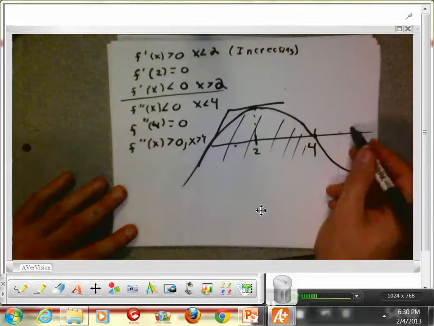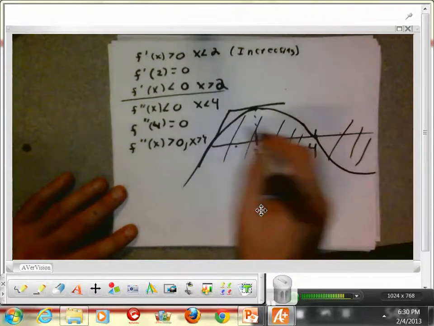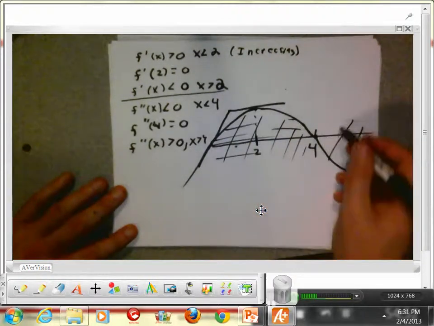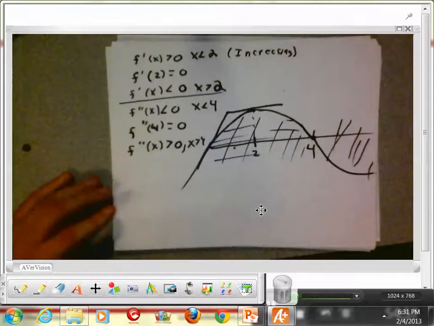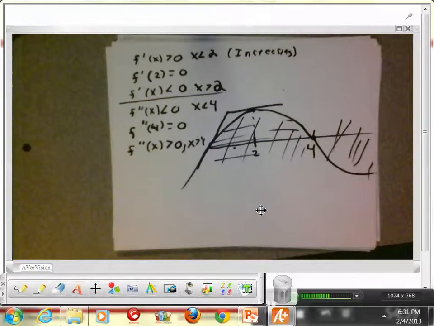Concave up. See, this is a bowl-shaped up region. Here we're bowl-shaped down, here we're bowl-shaped up. It switches between the two at 4. So this is an example of what this type of curve would look like. The concept is very simple. The problems can be tricky because it gives you all this information. It says draw this. So yes, the concept is very simple. The problems take practice. Okay?